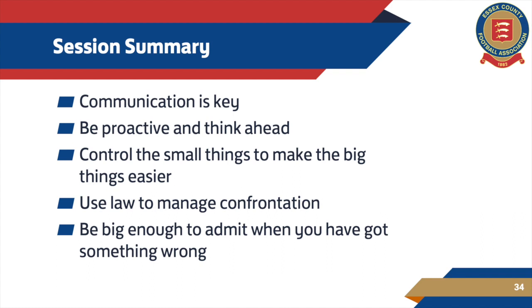So in summary, communication is key. You've got to be proactive and think ahead. Make sure you know where you're going. You've got the communication with the clubs in advance. Control the small things to make the bigger things easier to manage. So by giving those cheap free kicks to prevent the big mass confrontations from occurring, or by continuously communicating with players, that way, when you give a foul, you're not then going to get the dissent as a result of it. Using law to manage your confrontations. Make sure you know the law to back you up in those situations.